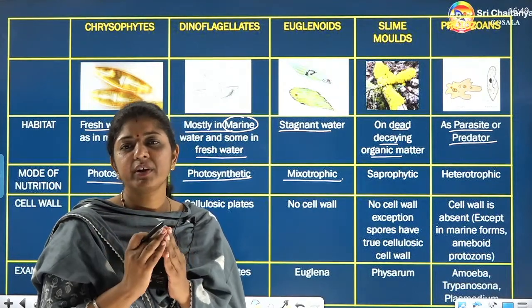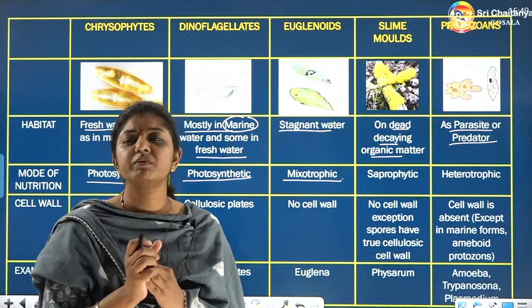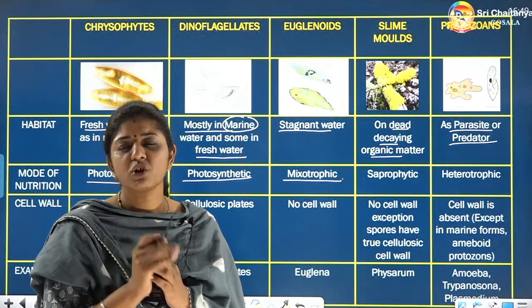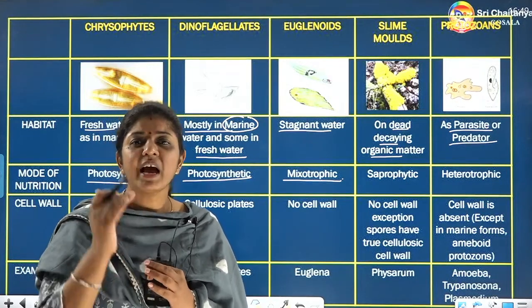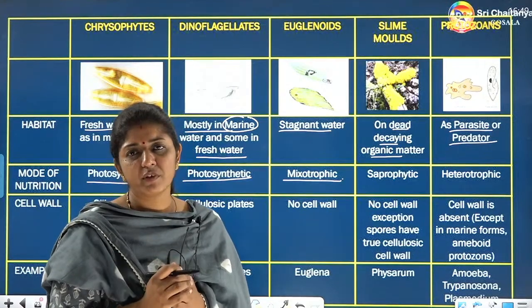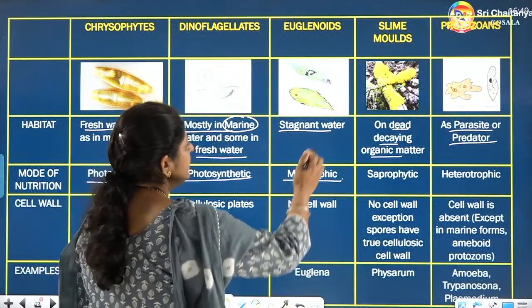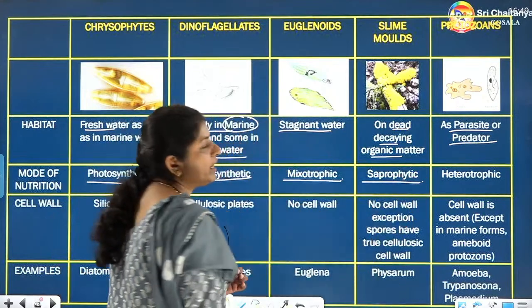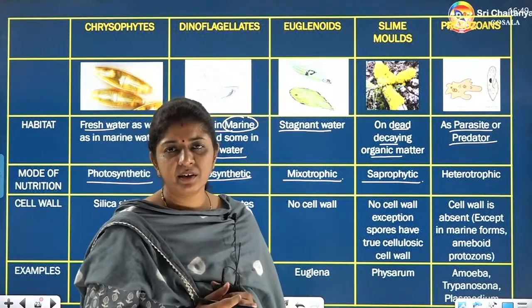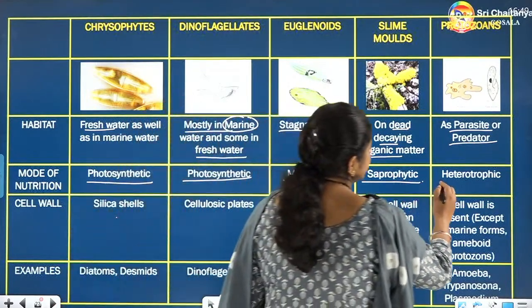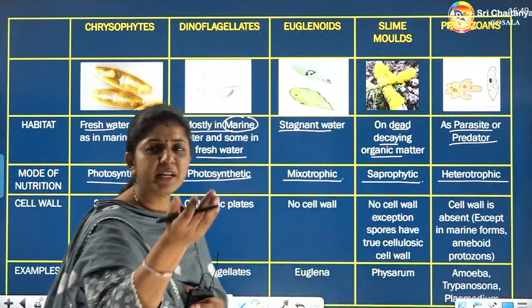When light is not available, they will start shifting toward which mode of nourishment? If light is not available, heterotrophic. If light is available, then the phototrophic mode of nourishment. And slime molds are saprophytic, depending upon dead decaying matter. Then last, protozoans are heterotrophic, completely depending upon another.